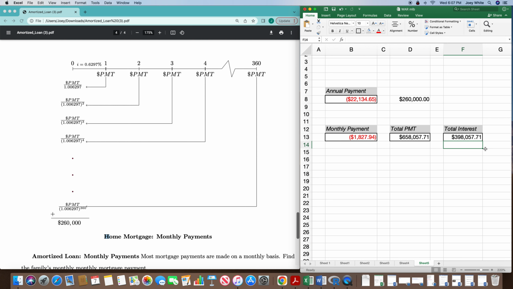So the interest can be tricky, or I should say sneaky, in terms of amortized loans.